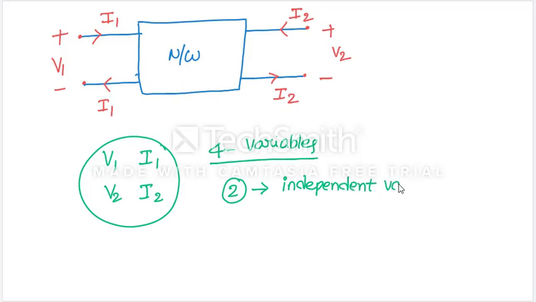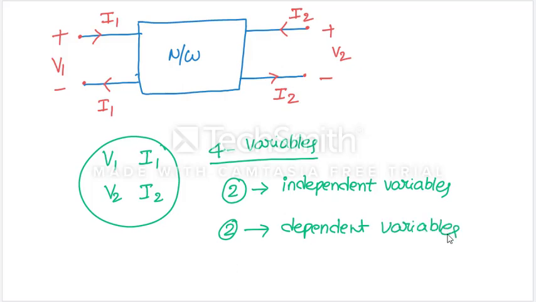Two as independent variables and the remaining 2 as dependent variables. 2 as independent and remaining 2 obviously will become dependent variables. Now you tell me, in how many ways can I select 2 independent variables from these 4?